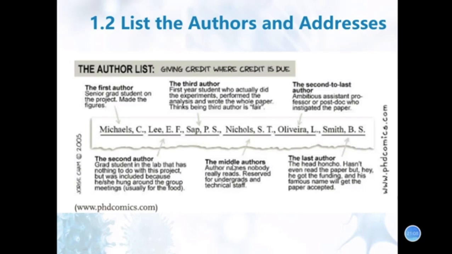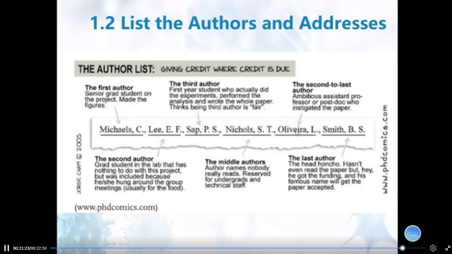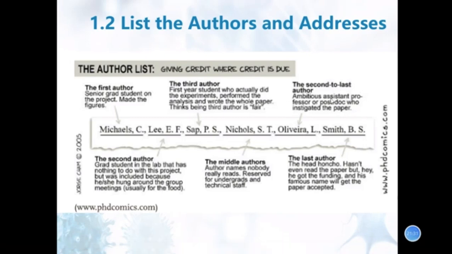As for the middle authors, like this one, nobody will know the author's name. And also the second to last author is like a postdoc who investigated the paper, and sometimes an assistant professor is put as the second to last author. Of course, the last author perhaps is the head of the laboratory, but sometimes he has nothing to do with the paper. However, he got the funding, and his famous name will get the paper accepted. So, what do you think about this author list? Perhaps there's some problem.